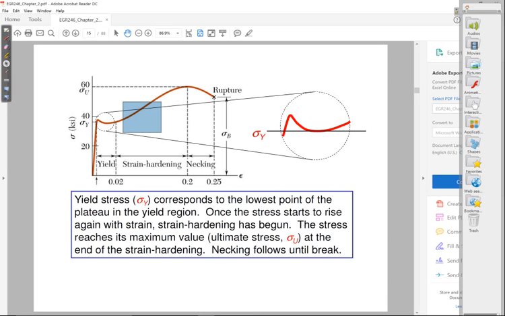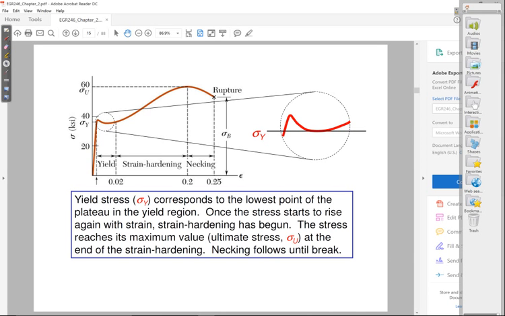And this goes all the way up to the peak, right on top here. Now, the peak then is going to be the largest stress value that you're going to find on this curve. So this is what we call the ultimate stress.